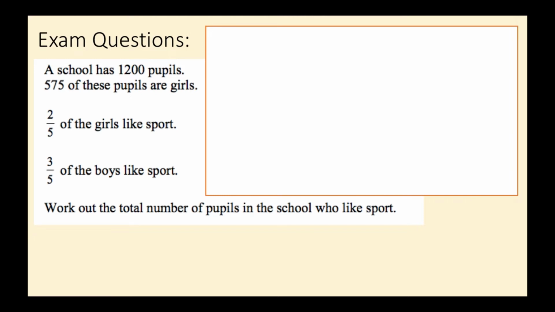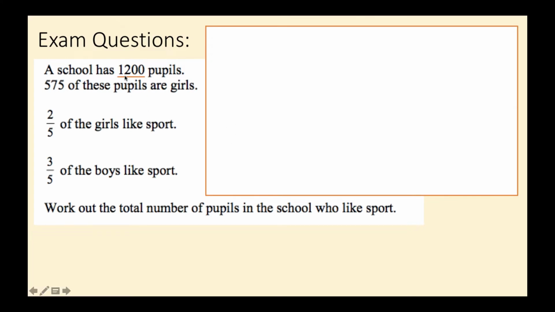A school has 1,200 pupils. 575 of these pupils are girls. 2/5 of the girls like sport. And 3/5 of the boys like sport. It wants you to work out the total number of pupils in the school who like sport.